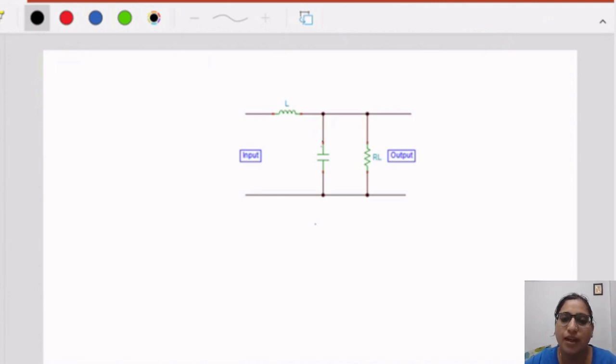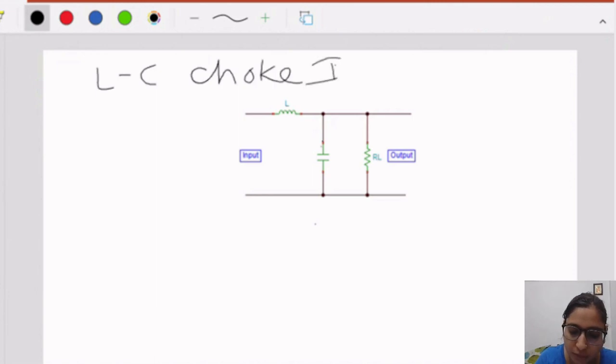In this class, we will study the LC choke input filter, pi filter, and T filter, and we will also discuss a few differences between the filters. This is the circuit diagram of the LC filter. LC filters are also considered choke input filters. So this is nothing but a choke input filter.